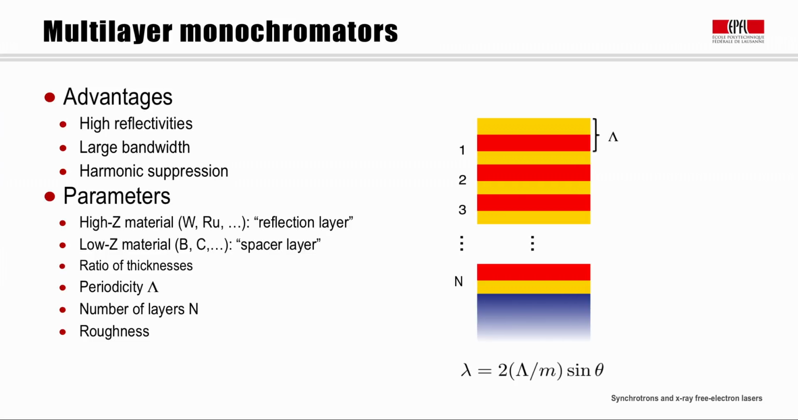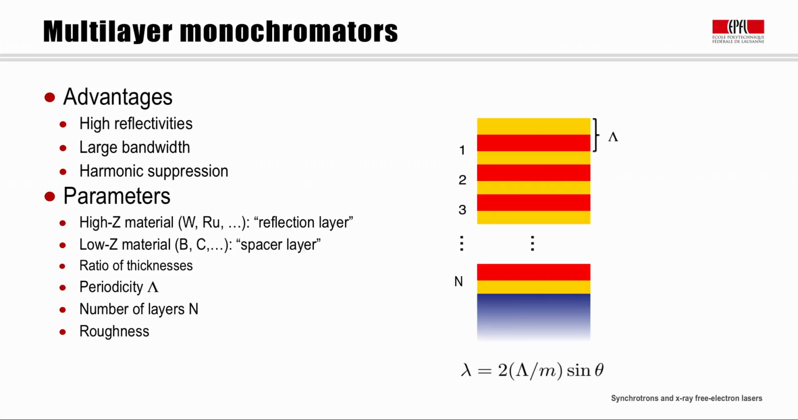There are several design parameters which determine the performance of a multilayer monochromator. We have already mentioned that one requires heavy reflecting layers made of heavier elements such as ruthenium or tungsten, separated by low Z spacer layers made of, for example, boron or carbon or a combination of these. The strength of the reflection is determined partly by the ratio of thicknesses of the thick to thin layer.